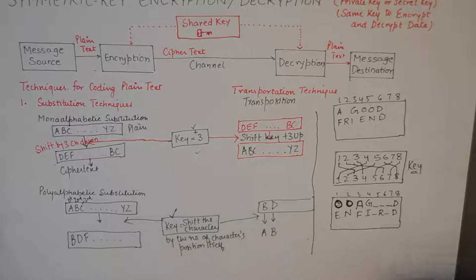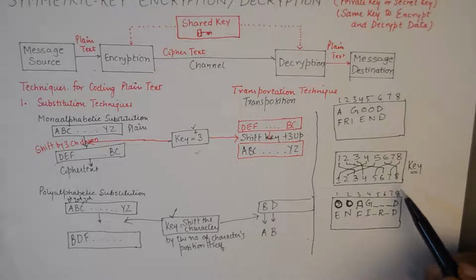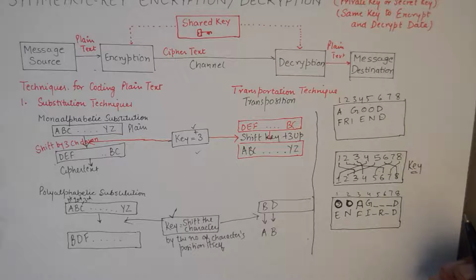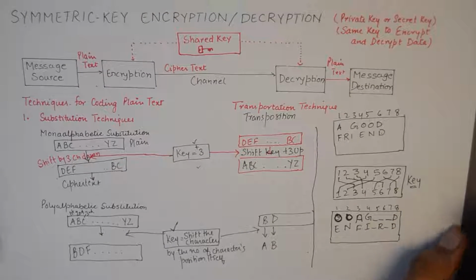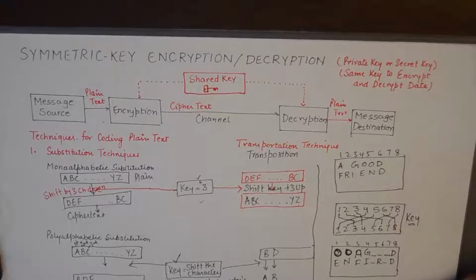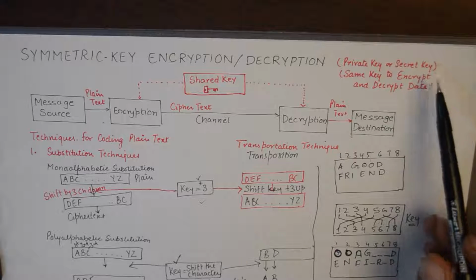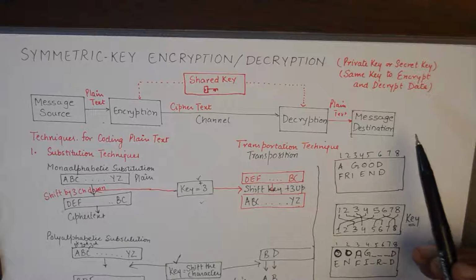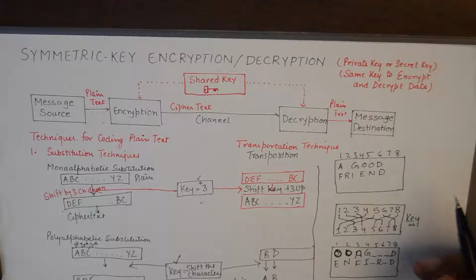And similarly during the decryption process, the same key needs to be used, but in the reverse order, to transpose the positions of the characters, and that is why the name transposition technique or transportation technique is given to this. And these were the techniques that are used for symmetric key encryption and decryption, where the private key or the secret key remains the same for both sender and receiver to generate and decrypt the cipher text.